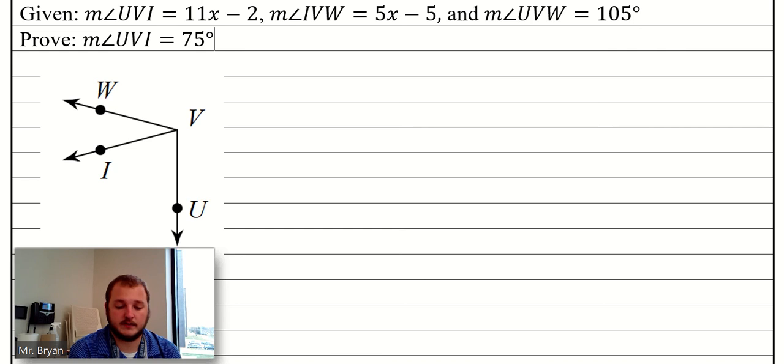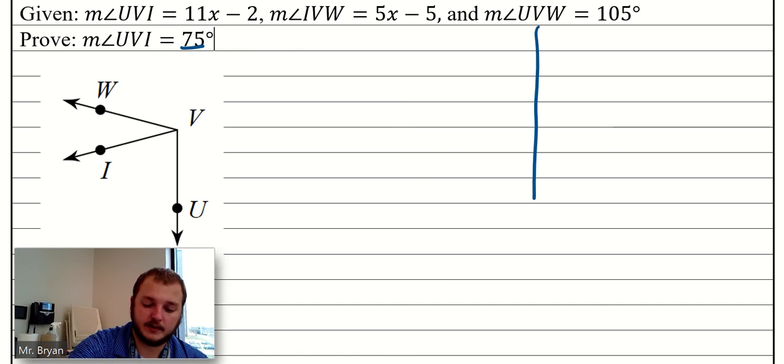So now that we have this drawn and we have all the names of the points labeled in here, we have our given information. We're told what all three of the angle measures equal, and by the end I'm going to try to prove that the measure of one of the angles, UVI in this case, is 75 degrees. That's my end goal here. So what we're going to do first is I can set up my proof, statements and reasons.